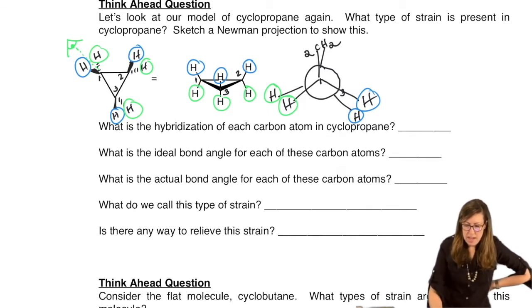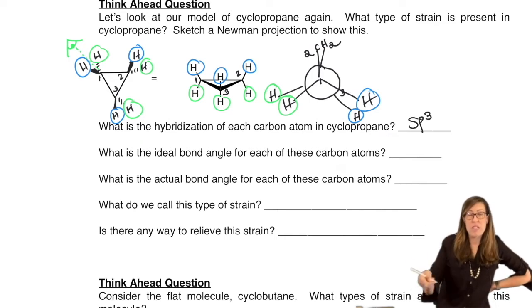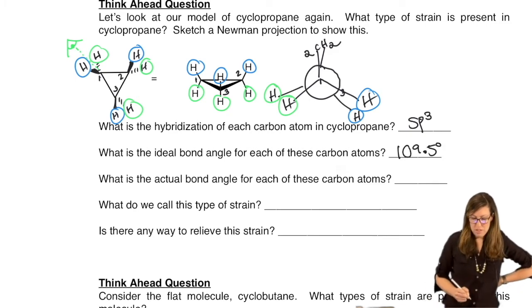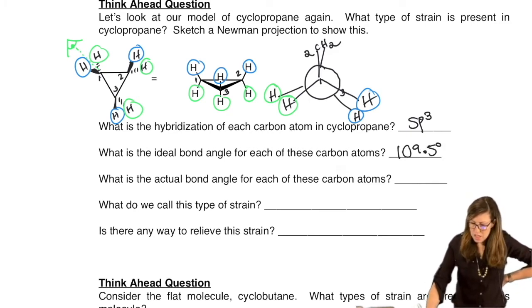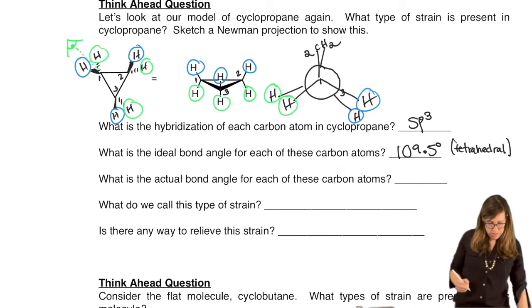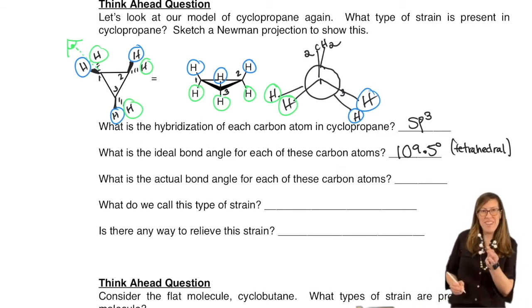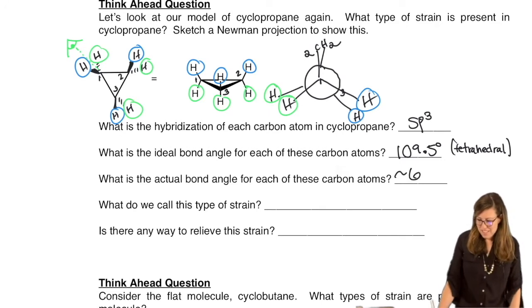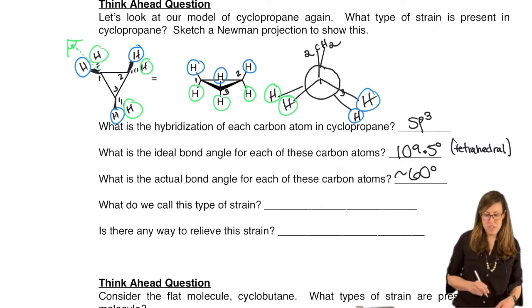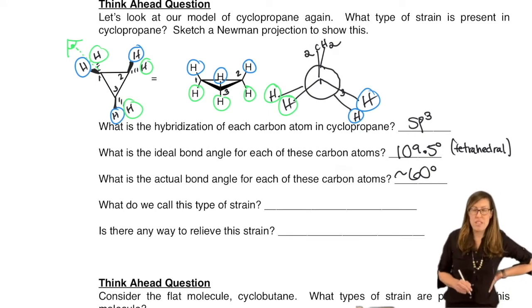We know we have 4 bonds to each carbon, 4 single bonds, so therefore the hybridization must be sp3. So the ideal bond angle, as we know for sp3, is 109.5 degrees, right, for tetrahedral atoms. But the actual bond angle, I mean, look at your model. It's a triangle. So it's roughly 60 degrees. That is a big deviation, right, from the ideal bond angle.